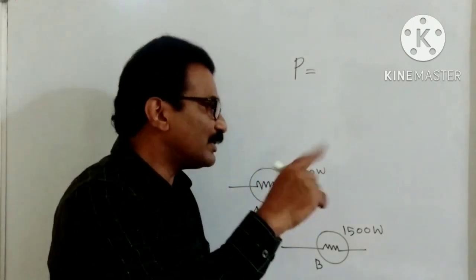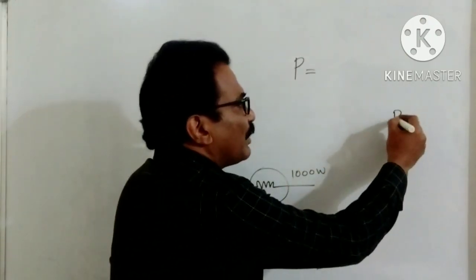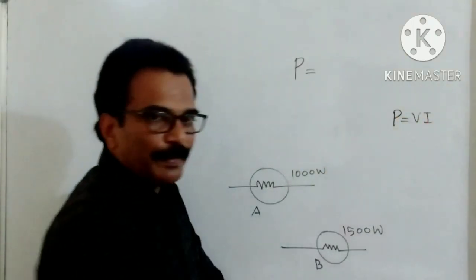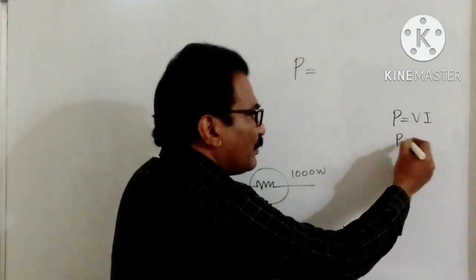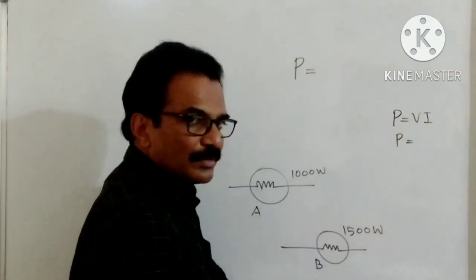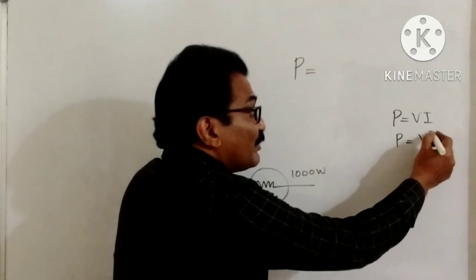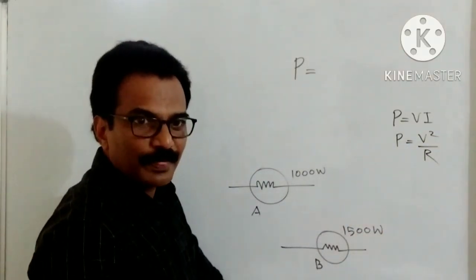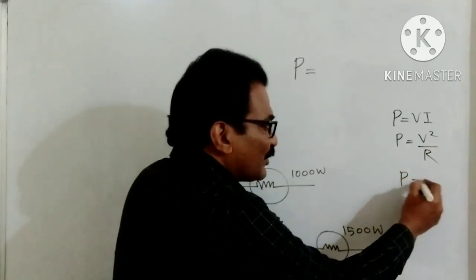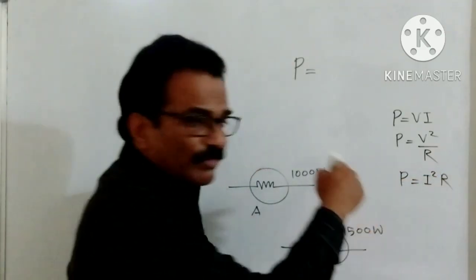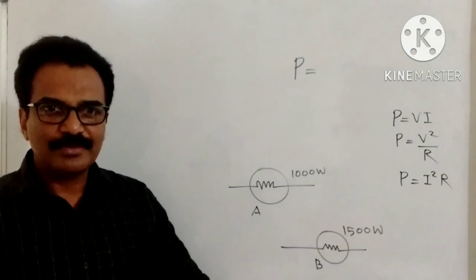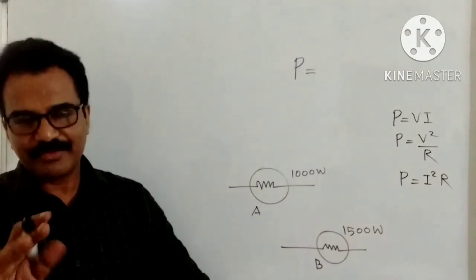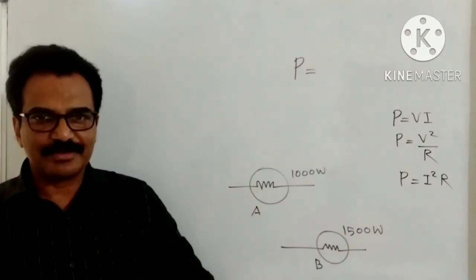So you think about that in your household circuit, you have learned something like this. Power is equal to VI. Another formula, power is equal to V squared by R. Another formula, power is equal to I squared R. These are the formulas which you have learned, no? Power is equal to basically work by time, that is there.